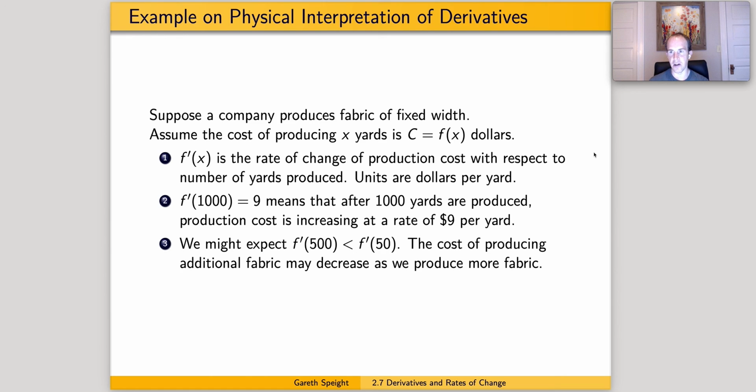Initially, producing more is going to cost quite a bit, but then eventually, after you've produced a lot of fabric, adding a little bit is not going to cost too much at all. So this is, I guess, so-called production efficiencies. The more you produce, the less it costs you to add on a little bit more.